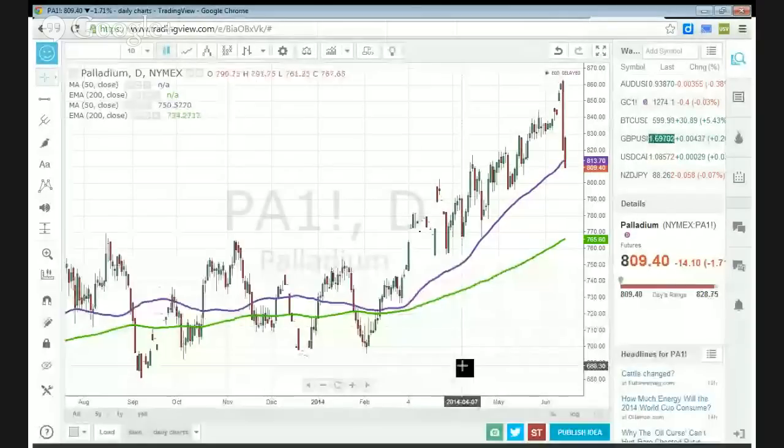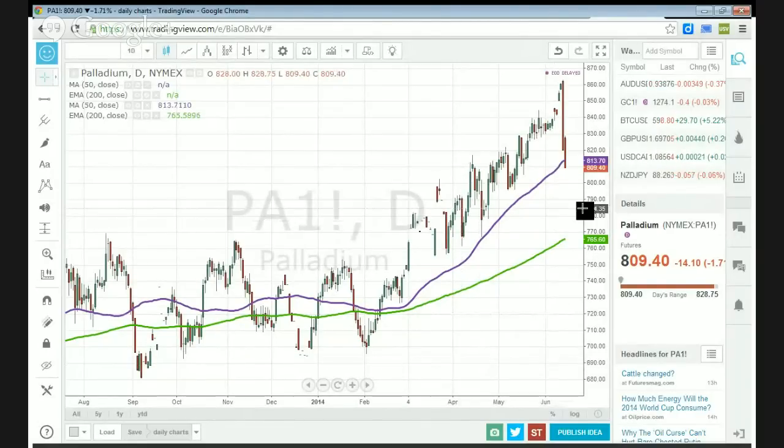On the screen right now, these charts are from TradingView.com. I really like their charts. They're free. On the screen right now is a chart of palladium, which recently made 3.5-year highs. But it made that right before it had this huge down day, and now we have 2 down days in a row.